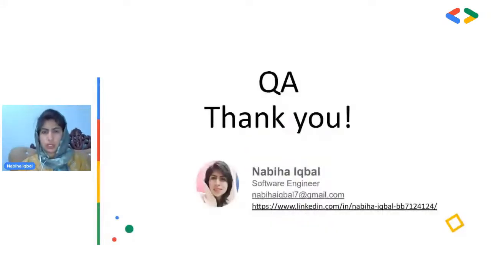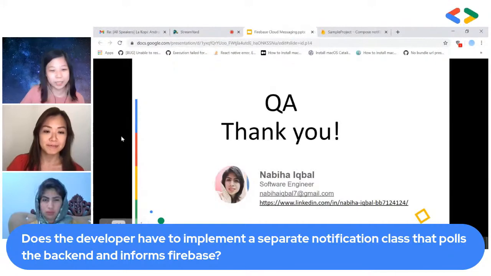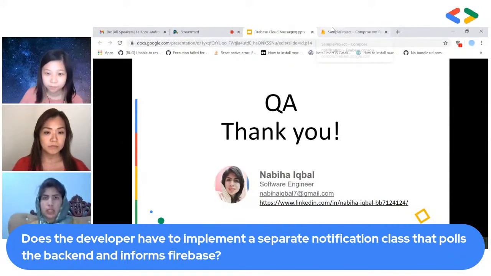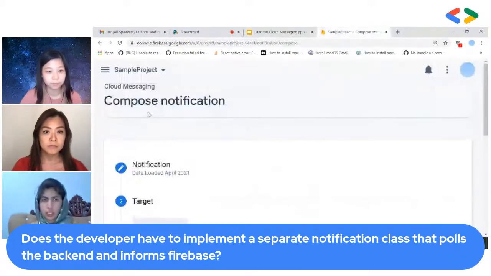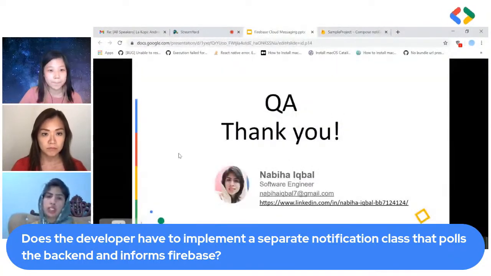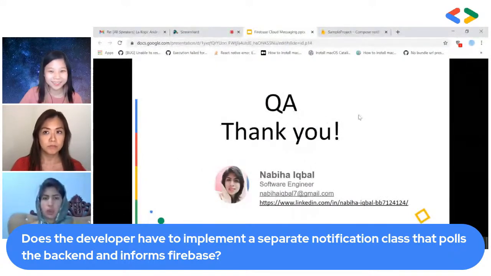If you have any questions: does the developer have to implement a separate notification class that pulls the backend and informs Firebase? Okay, like I already mentioned, there is no need to code it. You just go to the notifications, compose the notification on the console, and then just publish it. Then it is automatically sent to all users. So no need to code or create a new class to send a notification. You just send it using the Firebase console.